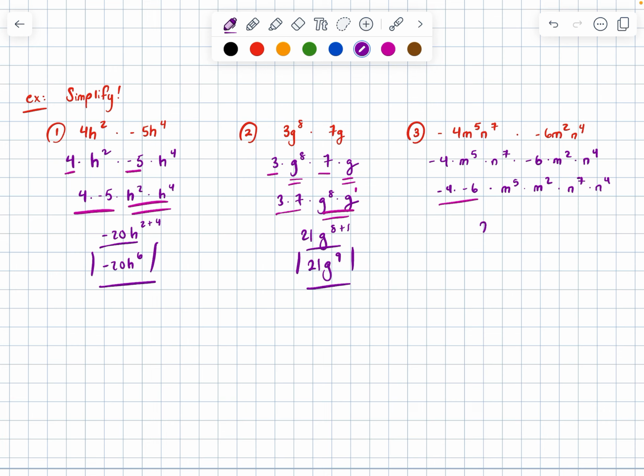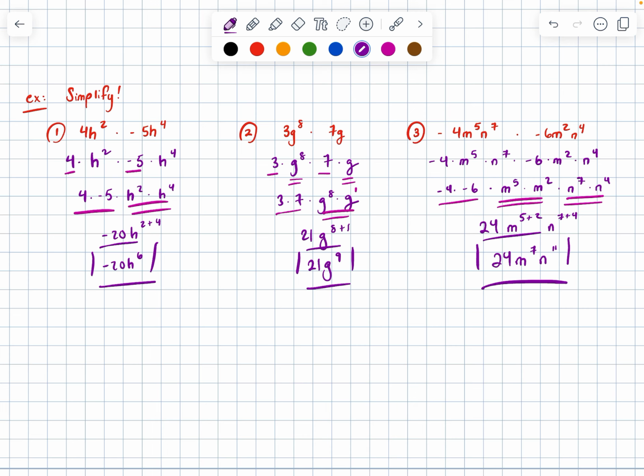-4 times -6, well, that gives me positive 24. m to the 5th times m squared, so I have m to the power of 5 plus 2. And then n to the 7th times n to the 4th, I have n to the power of 7 plus 4. 24. m to the power of 5 plus 2 is more simply m to the 7th. And n to the power of 7 plus 4 is n to the power of 11. There we go. Here's our final answer.